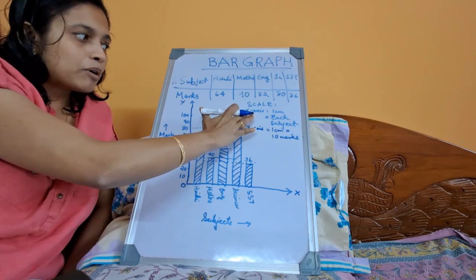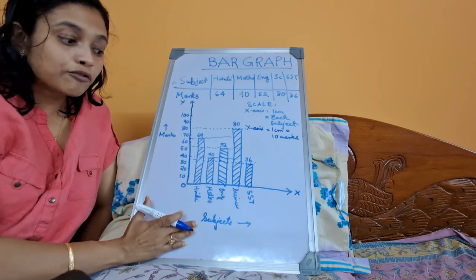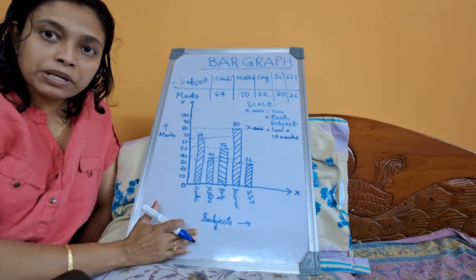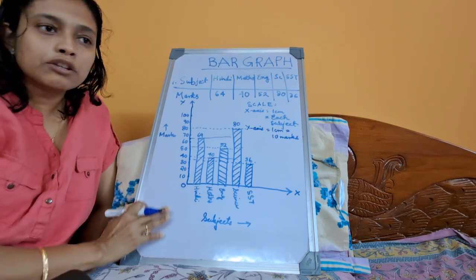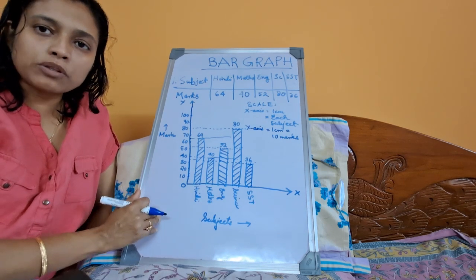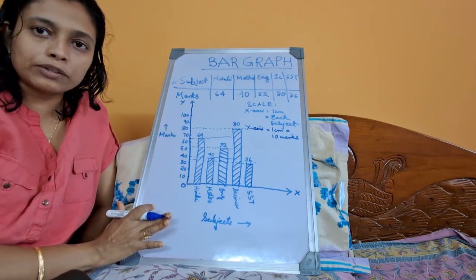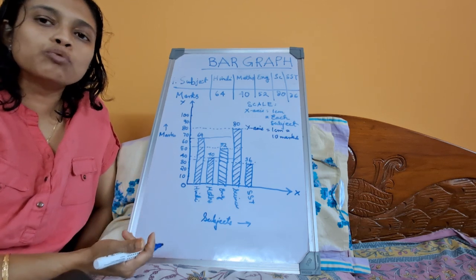So these are very important: the scale, then draw the XY axis. You have to write what is represented along the x-axis, what is represented along the y-axis. So this is your complete bar graph. If you want, you can pause the video here and have a look at the picture. Okay. So let's try to do one more sum.